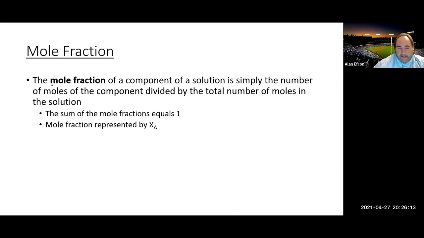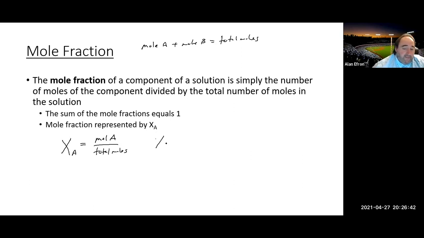For example, if we wanted to calculate the mole fraction, which is abbreviated with a big X, of A, we would take the moles of A divided by the total moles. We just wouldn't multiply it by 100. If we had a solution with moles of A plus moles of B, that would give us our total moles. To figure out the mole fraction of B, we would take the moles of B and divide it by the total moles. So mole fraction is like a percentage without the percentage part.